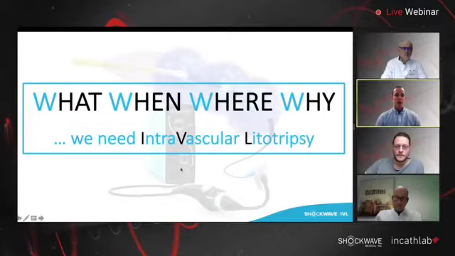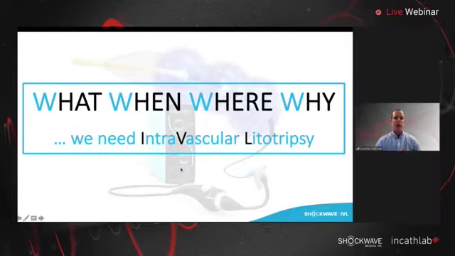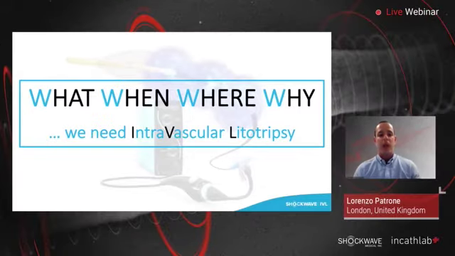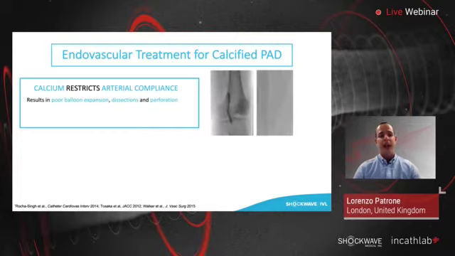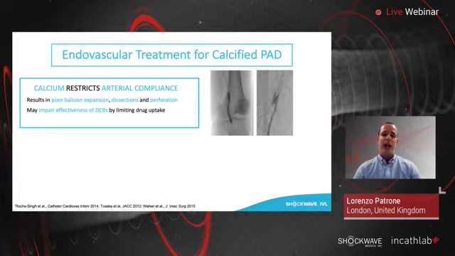Essentially, I will just talk about what, when, where, and why we need intravascular lithotripsy. The question is open, but we all know that endovascular treatment for calcified PAD can be a challenge because calcium restricts arterial compliance. This can result in poor balloon expansion, dissections, and perforation. This is something that no one wants to see on the screen when we operate. Also, the calcium may impair the effectiveness of DCB by limiting drug uptake.